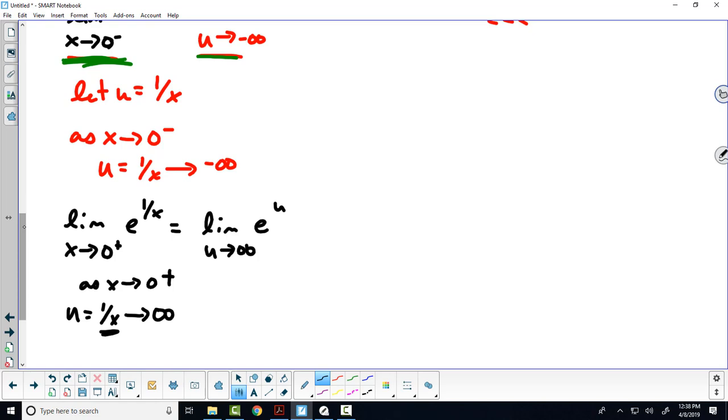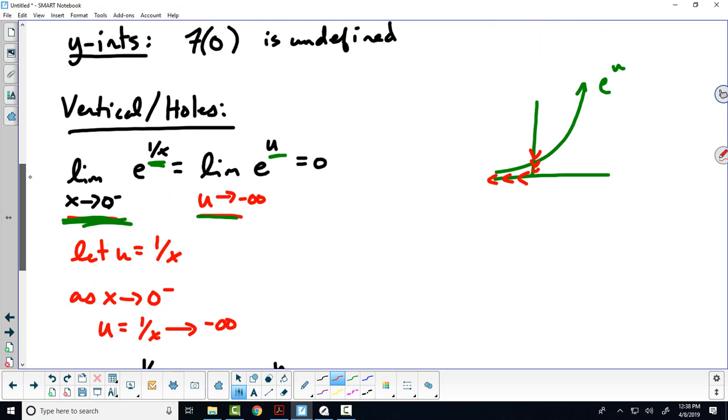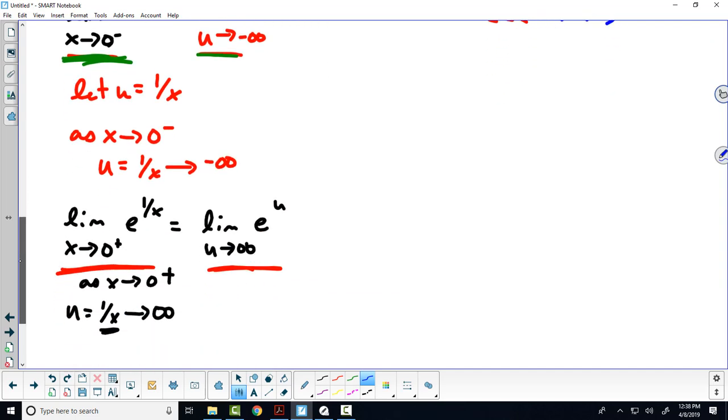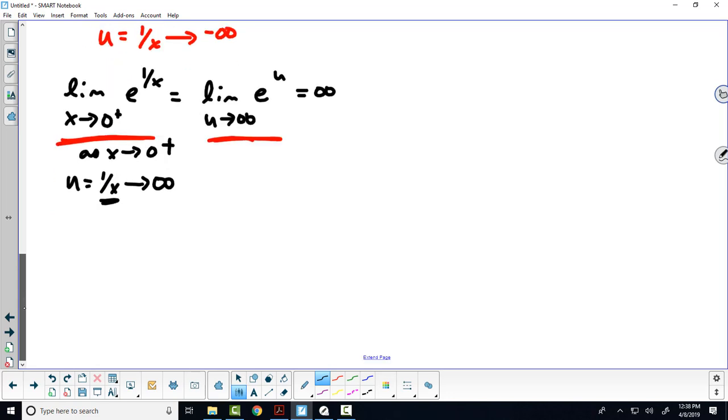Okay. So again, this is a substitution technique. This is a difficult question to answer. We do a u substitution, and then it allows us to look at the graph of e to the u, which we know all about. So what do we see? Well, we see that as u approaches infinity, our y values are becoming arbitrarily large, and we get that this limit is infinity.